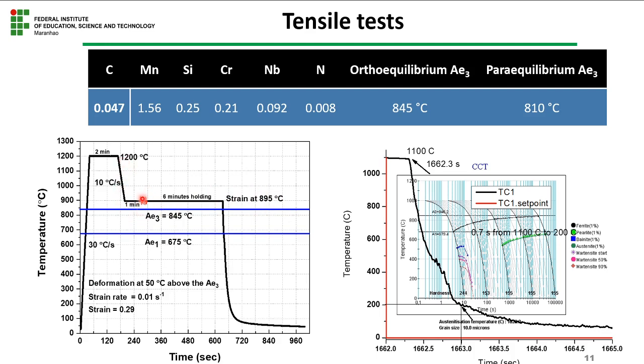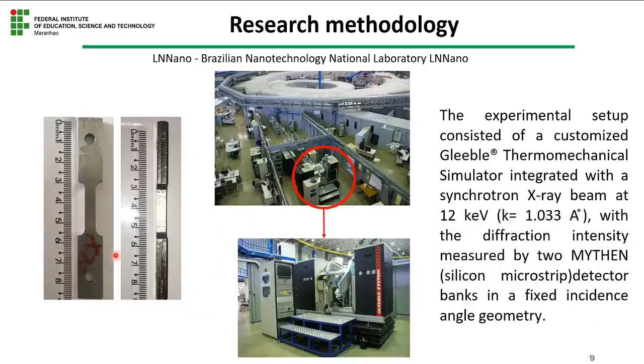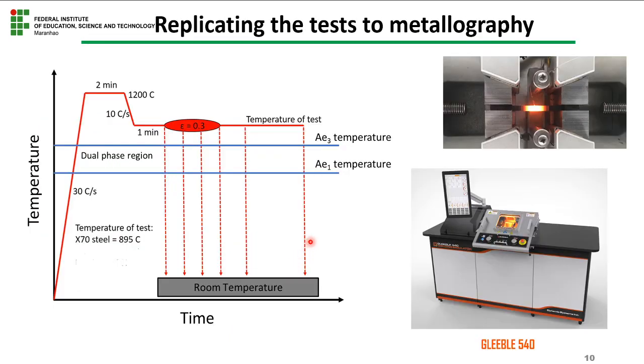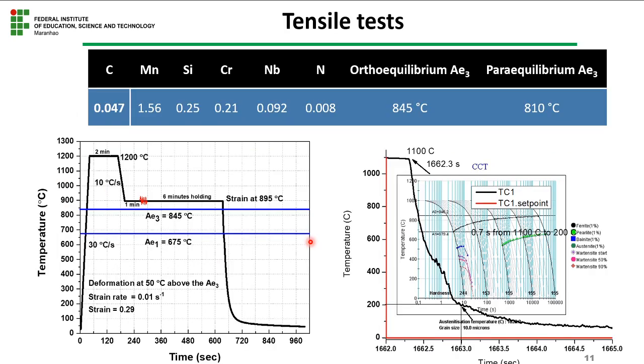And before 1 minute, we applied the strain over here and we hold for 6 minutes. But we quench the sample. We quench the sample for the next experiment at 1 minute and 3 minutes after. This was the experiment that was done in this laboratory here, and this was the repeated one that we took in order to see the metallography, the microstructure, in terms of the ferrite formation.